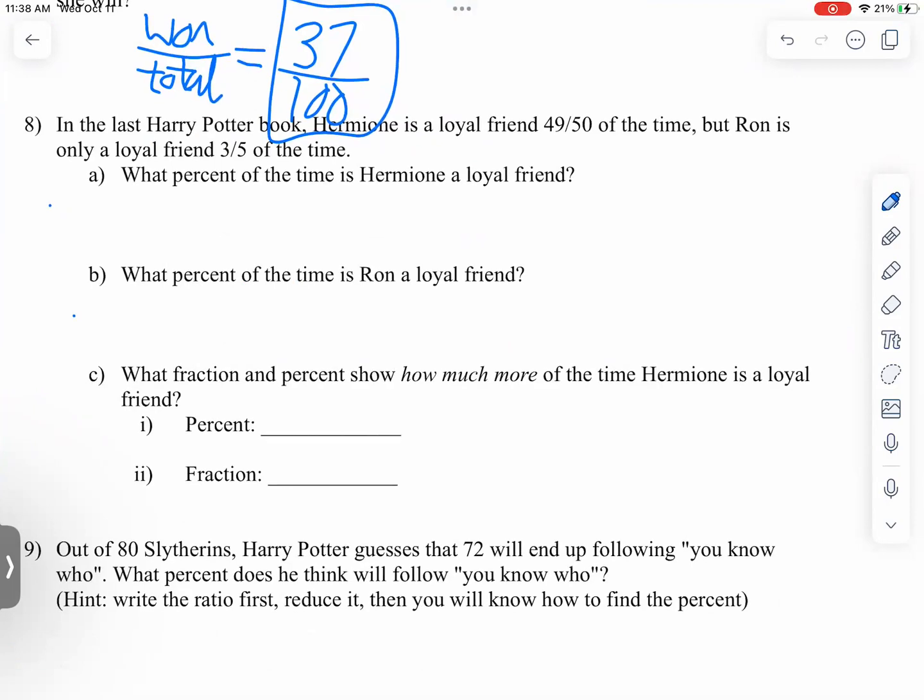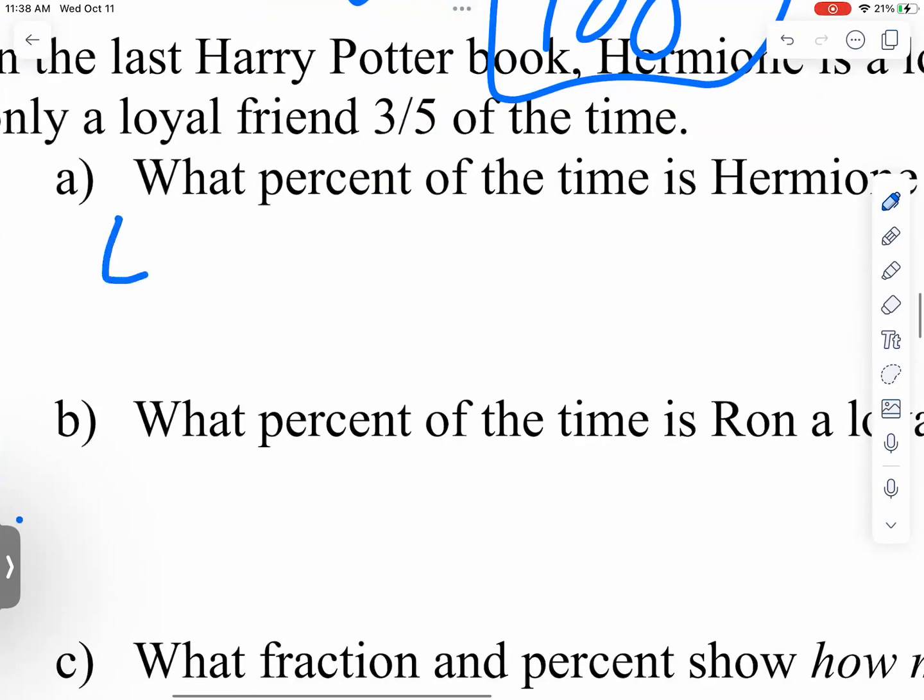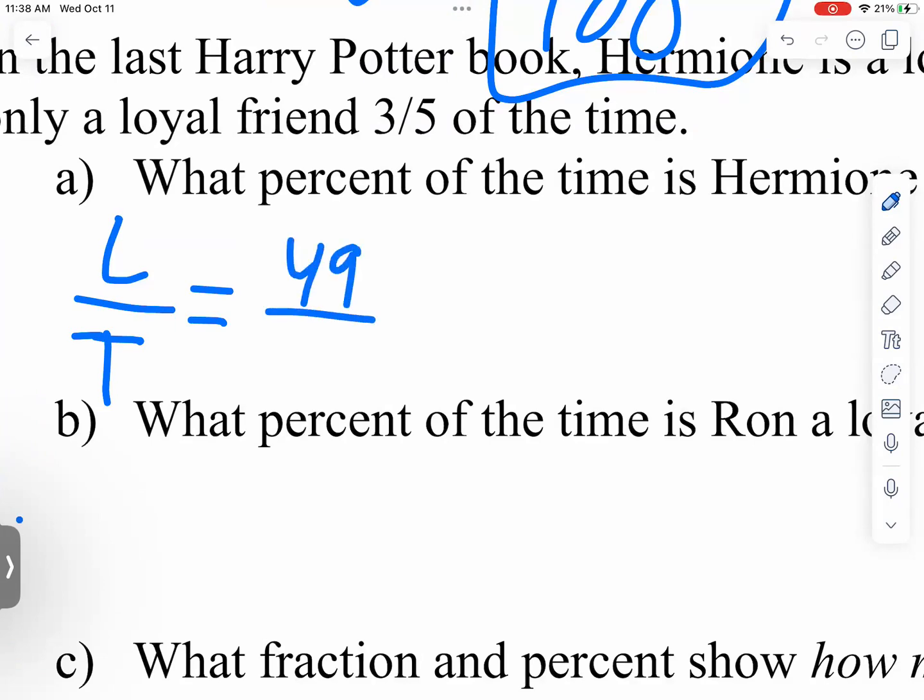All right, in the last Harry Potter book, Hermione's a loyal friend 49/50ths of the time, but Ron is only loyal 3/5 of the time. What percent of the time is Hermione a loyal friend? So we have the loyal out of the total here. I'm actually okay with that as long as it's real clear what the letters go with. So this is 49 out of 50. We're looking for her percent, which is out of 100.